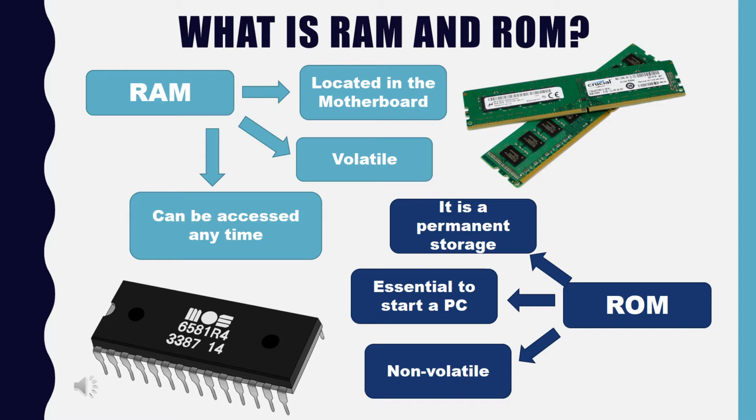But as I said before, what is RAM and what is ROM? Well, first of all, RAM stands for Random Access Memory. It is the type of memory that is located mainly on the motherboard, is volatile, meaning it can be accessed at any time, or the information stored in this memory can be edited. On the other hand, ROM stands for read-only memory. It is very different from RAM since it is a permanent storage, it is essential to start a PC, and it is non-volatile, meaning that the information stored in the ROM cannot be edited.